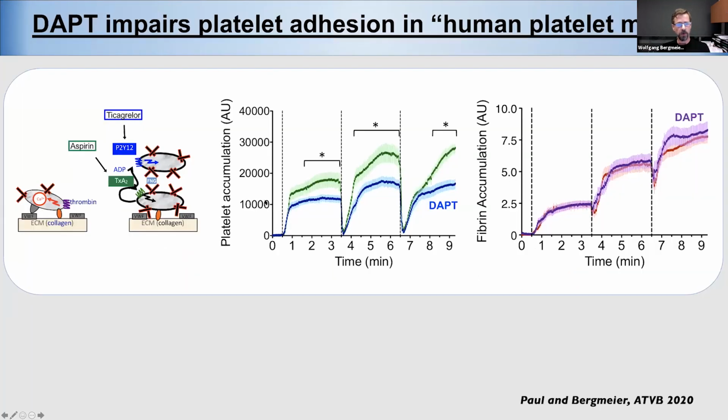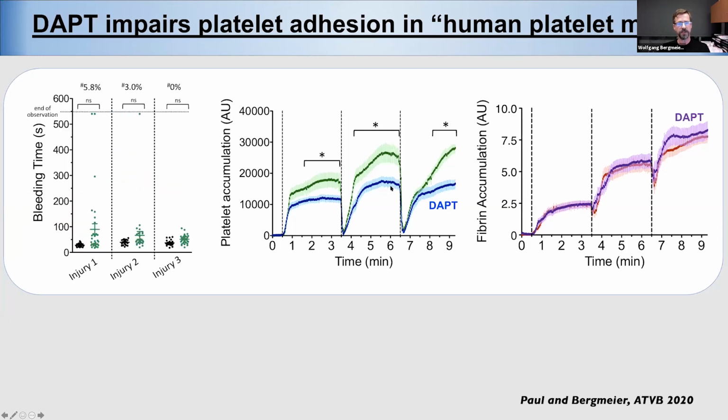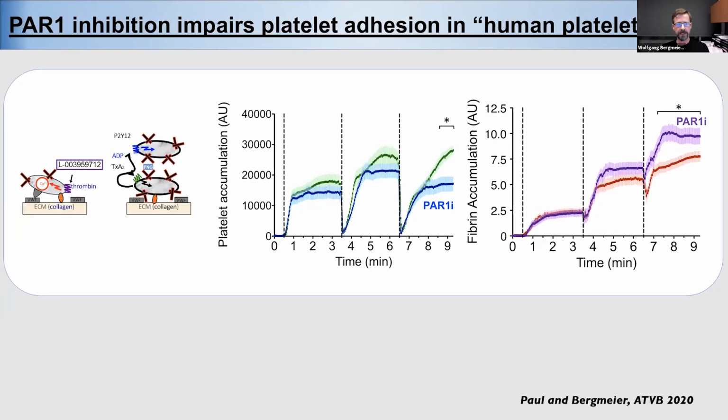Having the system on board, we decided to look at some antiplatelet drugs that are used in the clinic. The first one we did is dual antiplatelet therapy, treating with aspirin and ticagrelor. And what you see is that platelet accumulation is reduced. Fibrin formation actually wasn't affected. And in this model, because the injuries are so small, you actually don't see a lot of bleeding in the presence of dual antiplatelet therapy. So we only saw some bleeding at the first injury, but then with more severe, with more fibrin formation, this wasn't a problem anymore.